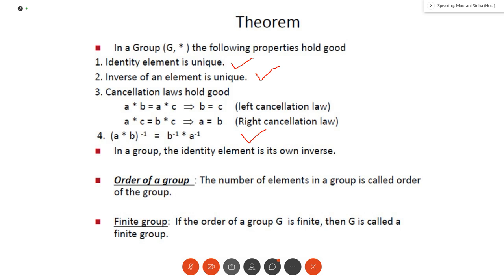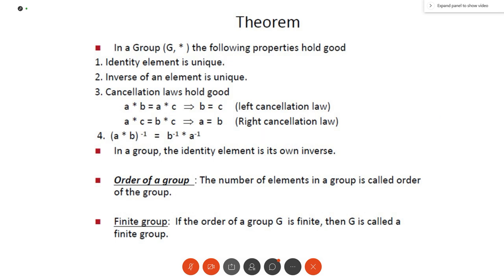In a group, the identity element is its own inverse. Yes, we can prove this also. The number of elements in a group is called the order of the group. Suppose we did in the last class 1, minus 1, i and minus i. We considered 4 elements, isn't it? So this is a group of order 4. So the number of elements gives you the order.